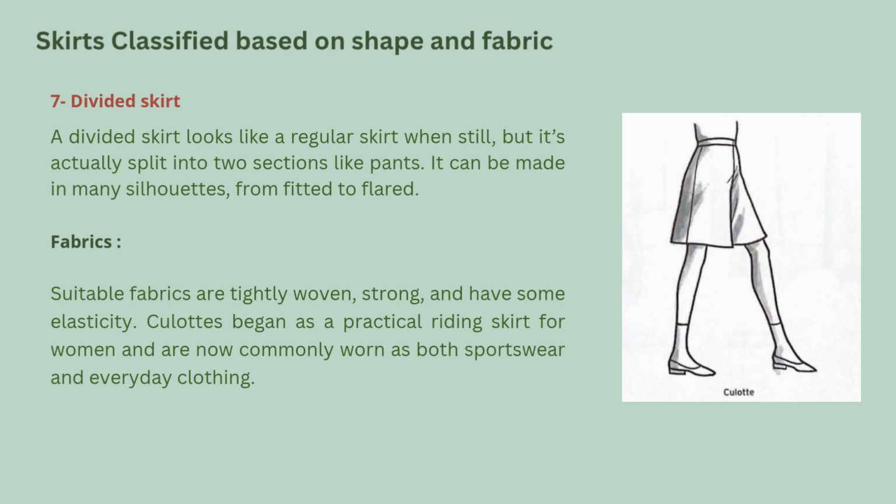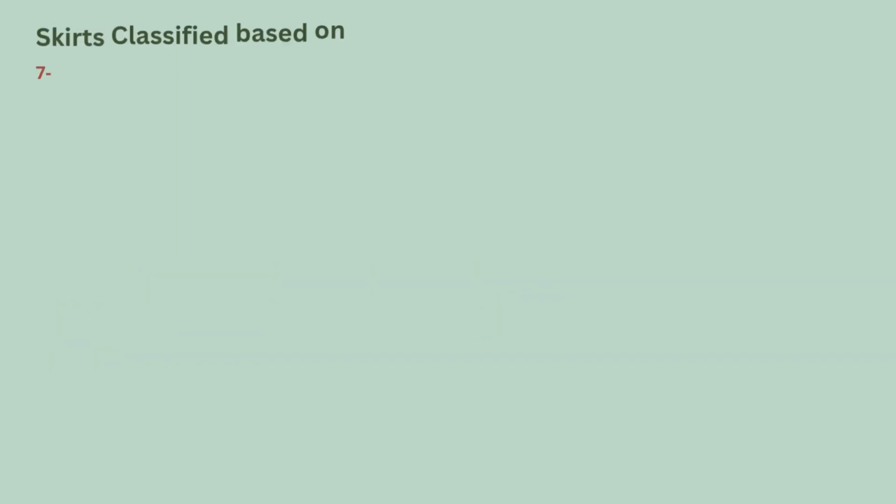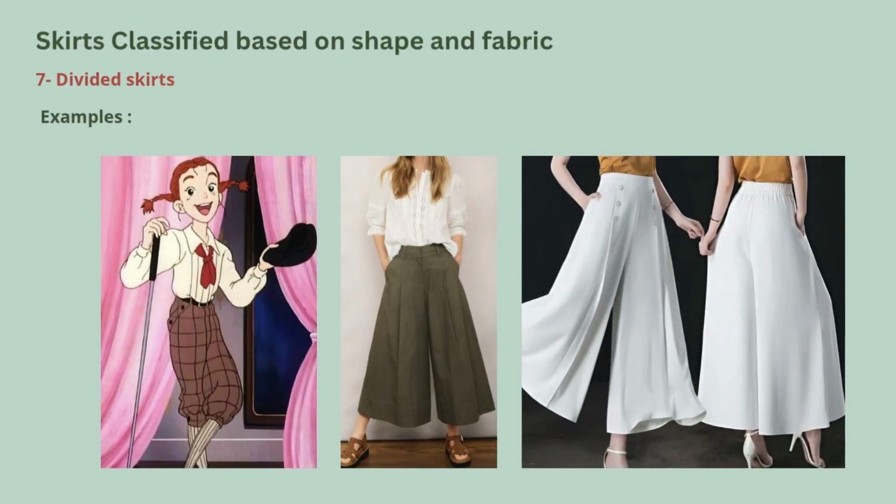Fabrics which are suitable are tightly woven, strong, and have some elasticity. Here you can see some examples of culottes or divided skirts in different shapes and lengths.